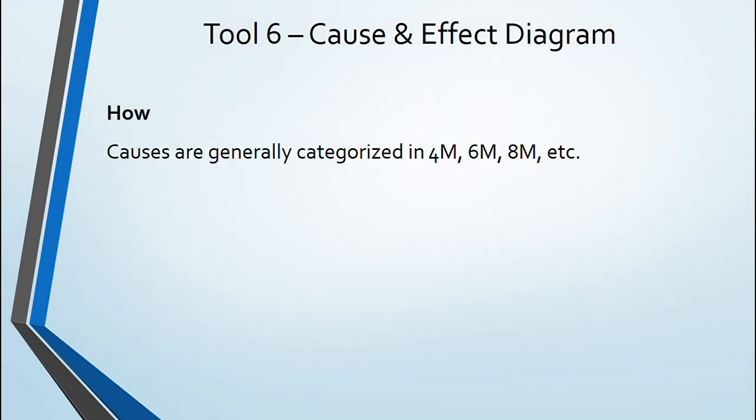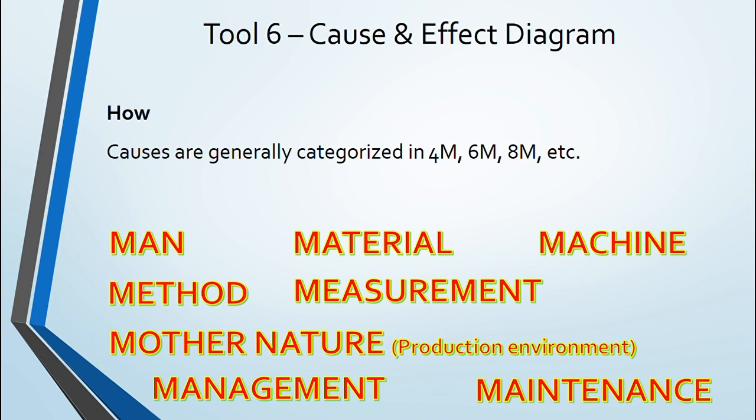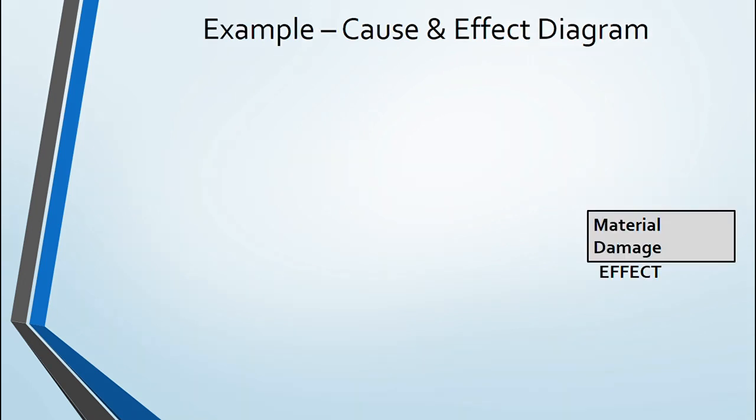Organizations generally draft a cause and effect diagram with causes categorized in 4M, 6M or 8M. Sometimes a leader also uses different categories as per the demand of the situation or understanding of the team. These causes are then linked with the category first, which are further linked to the effect under study using arrows for better demonstration. Understanding all this with an example now, here is the effect under study, material damage.